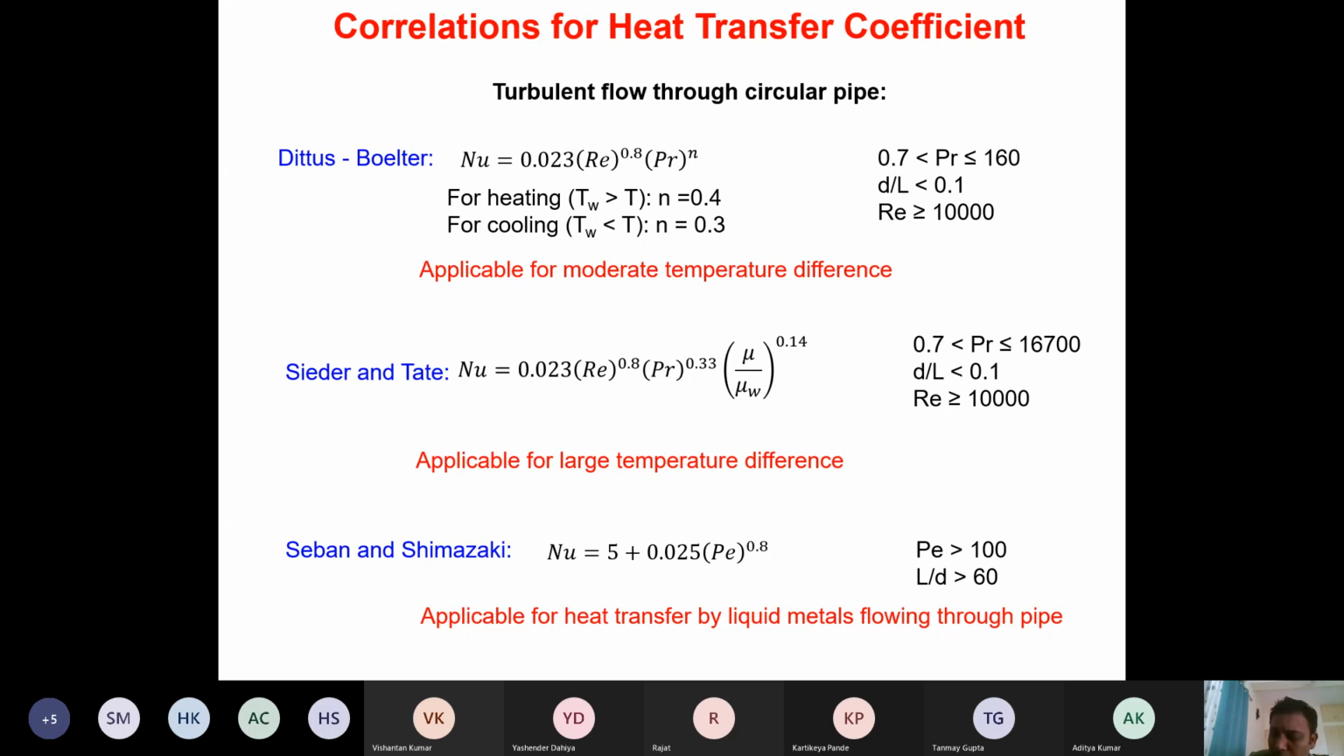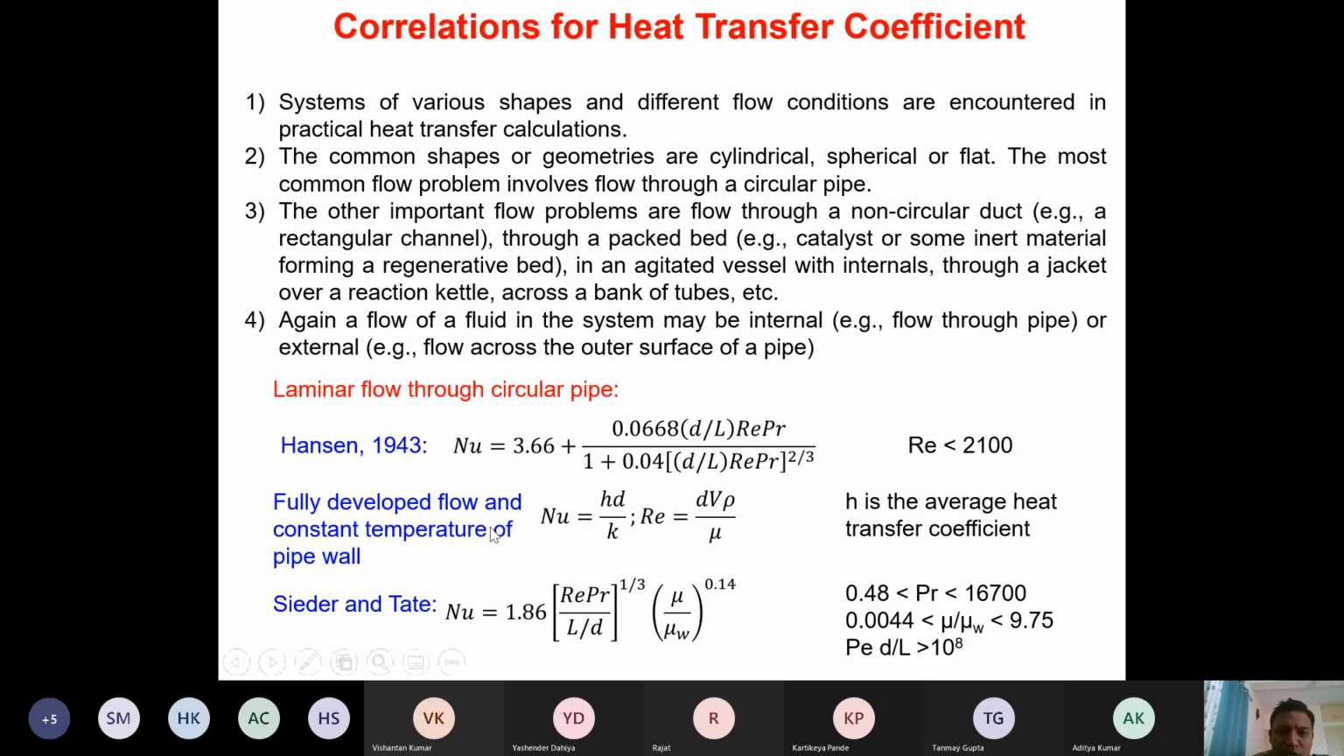This is used for a turbulent flow. Remember, these two correlations are for a laminar flow through a circular pipe. And again, if you use a Stokes flow with fully developed flow and a constant temperature, then you get Nusselt number equals 3.66. That's it.